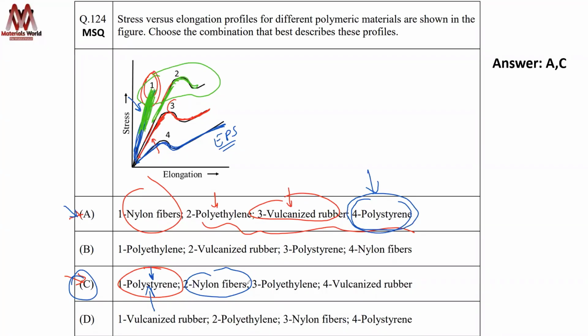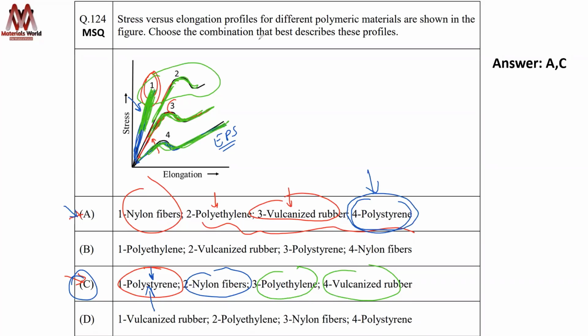Now, polyethylene is our third one. That is true. It could be polyethylene. It is showing relatively good elongation. And of course, vulcanized rubber is this one. 4 could be vulcanized rubber. This could be a vulcanized rubber with high elongation.